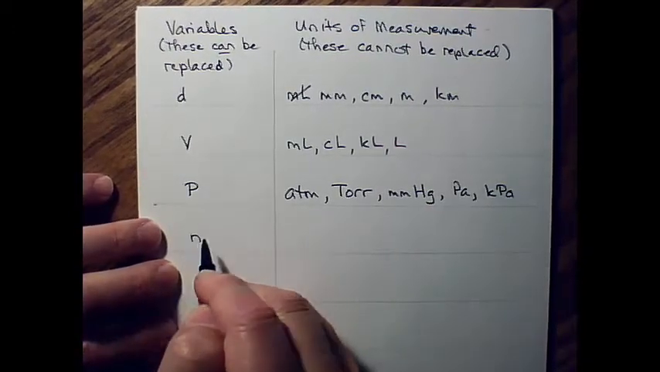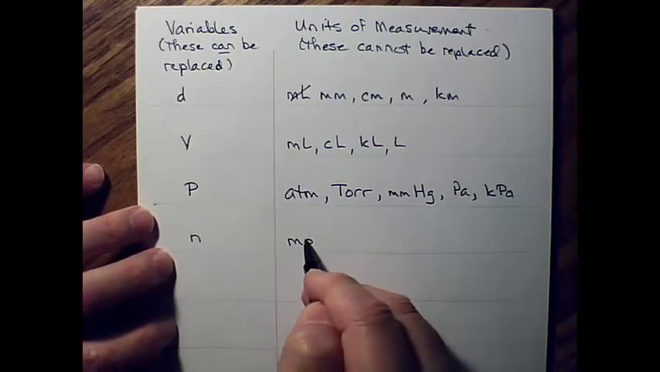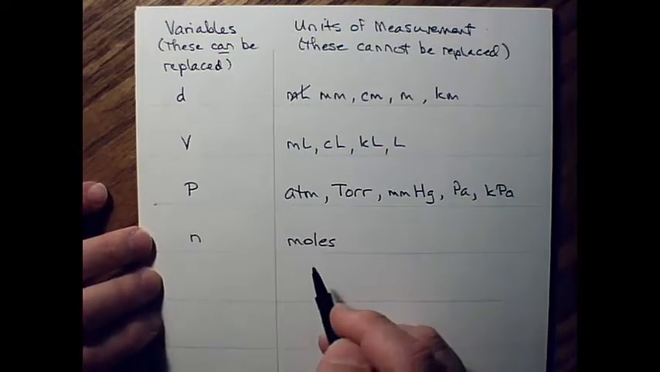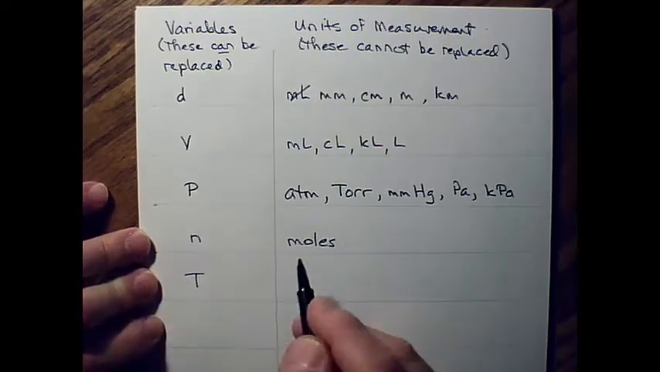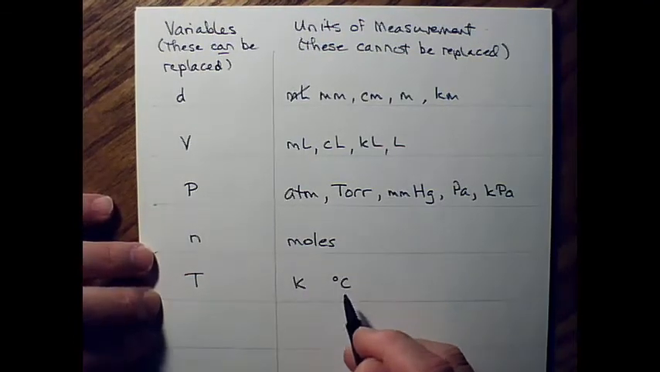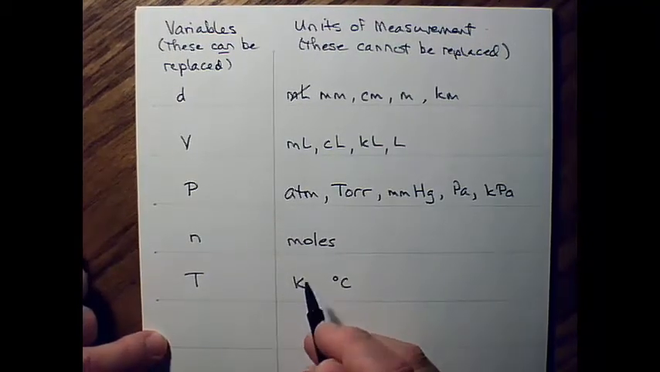How about n? What does n stand for? Moles, and that's all it is. Nothing else, although we do shorthand it sometimes to mol. And then T. How do we measure T? Kelvin. We do use degrees Celsius, but when we're doing gas law problems, we have to convert to Kelvin first. And Kelvin is a capital K.